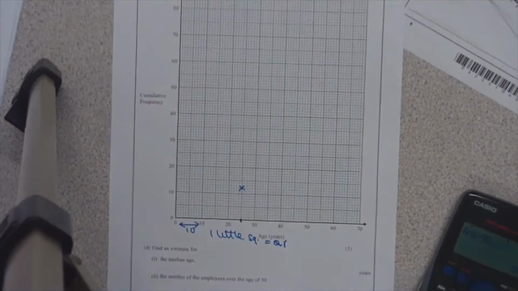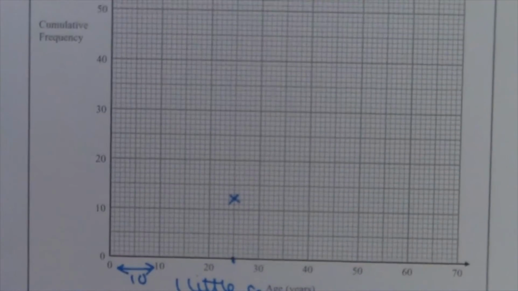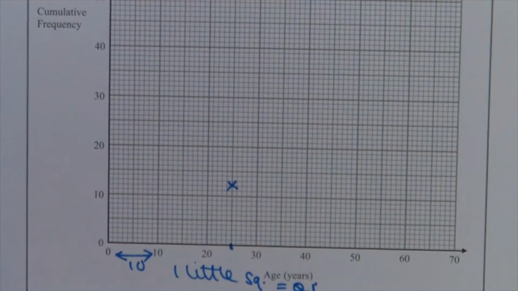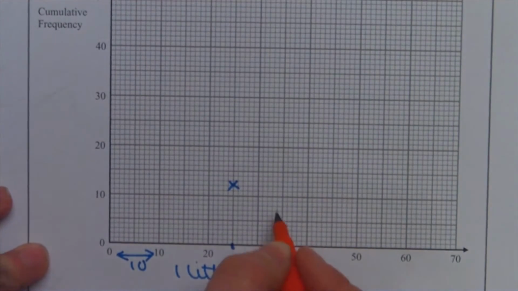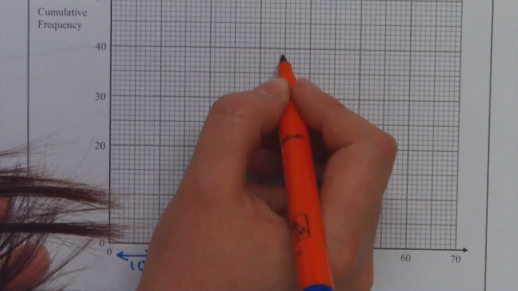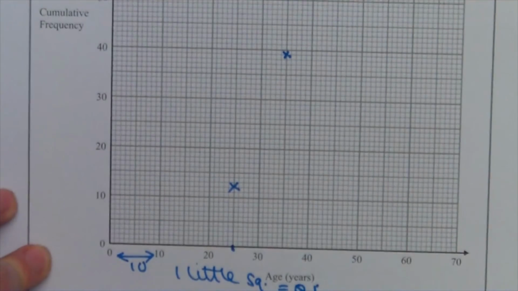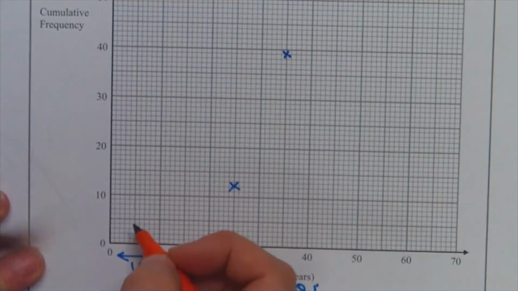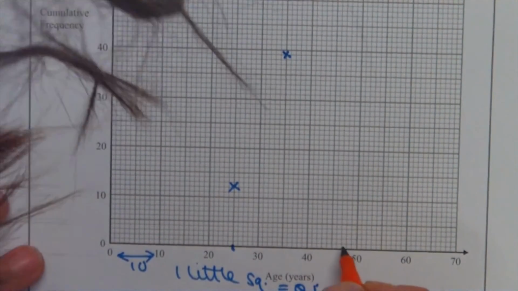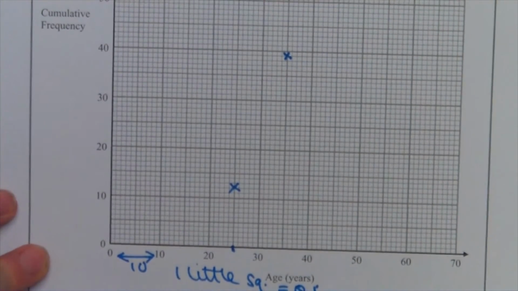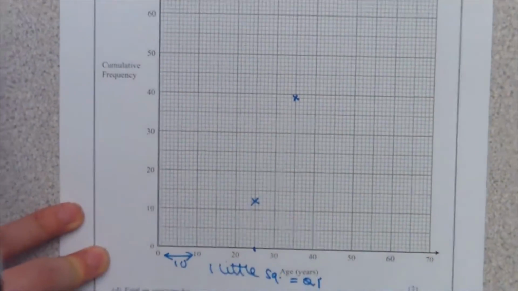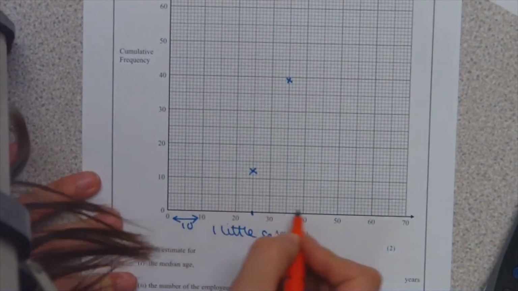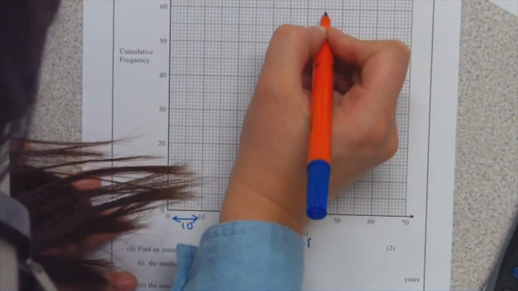Okay, so if I zoom back in again, I've got 39 employees, 15 to 35. So go across to 35 and up to 39. Okay. I've got 57 employees who are 15 to 45. So if I go across to 45 and up to 57.